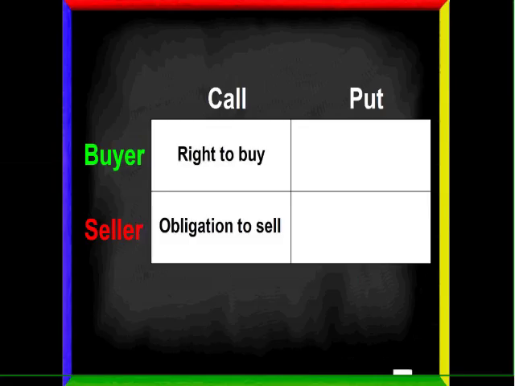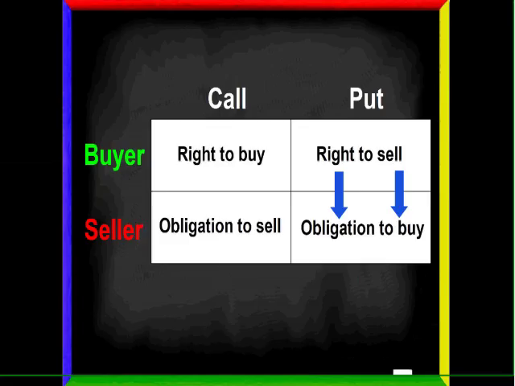What about a put? Pretty easy to start with the buy side. The put buyer has the right to sell. What do you all think the put seller has? Would be the obligation to buy. Okay, check this out again. Opposite of right is obligation. Opposite of sell is buy. Okay, they're just on the opposite sides of the trade.